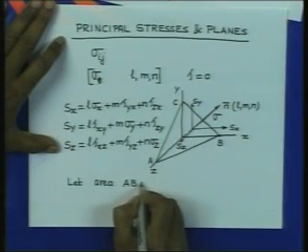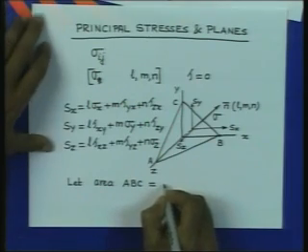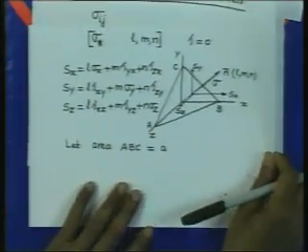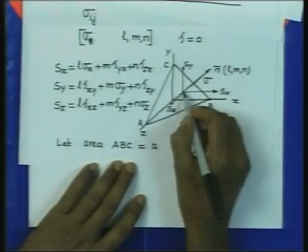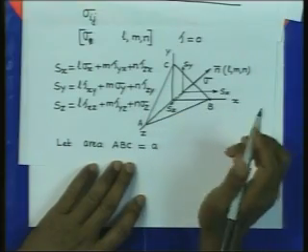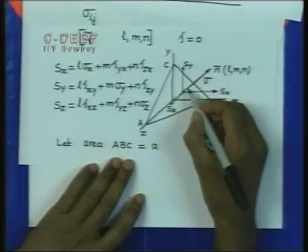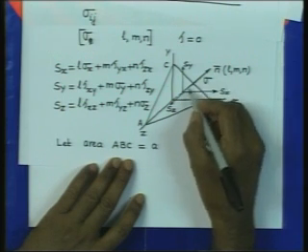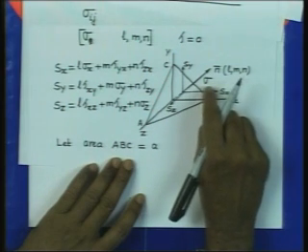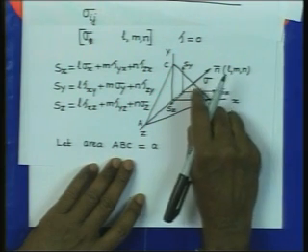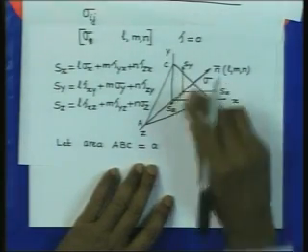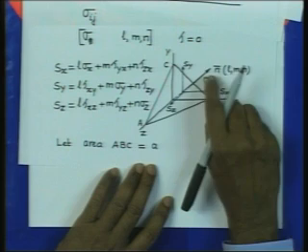Let the area of this plane ABC be represented by the symbol A. Now, the force which is going to act in the x direction because of the stresses on this plane is going to be nothing but A into Sx, and we can also find out the component from the stress sigma. The total normal force on this plane is nothing but A into sigma.